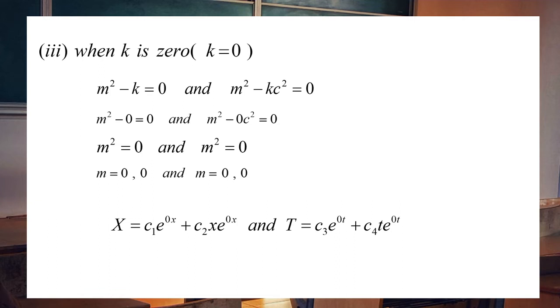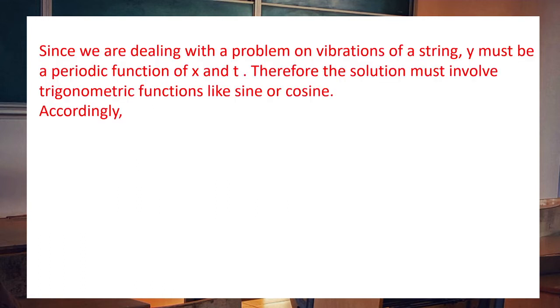So we have three different cases, and in each case we have both X and T. Taking our solution as X into T, we get three different solutions for the one-dimensional wave equation. All these three solutions are mathematically feasible, but since we are dealing with a problem on vibrations of a string, it is a periodic function of x and t. Therefore, the physical solution of the one-dimensional wave equation must involve trigonometric functions like sine or cosine.